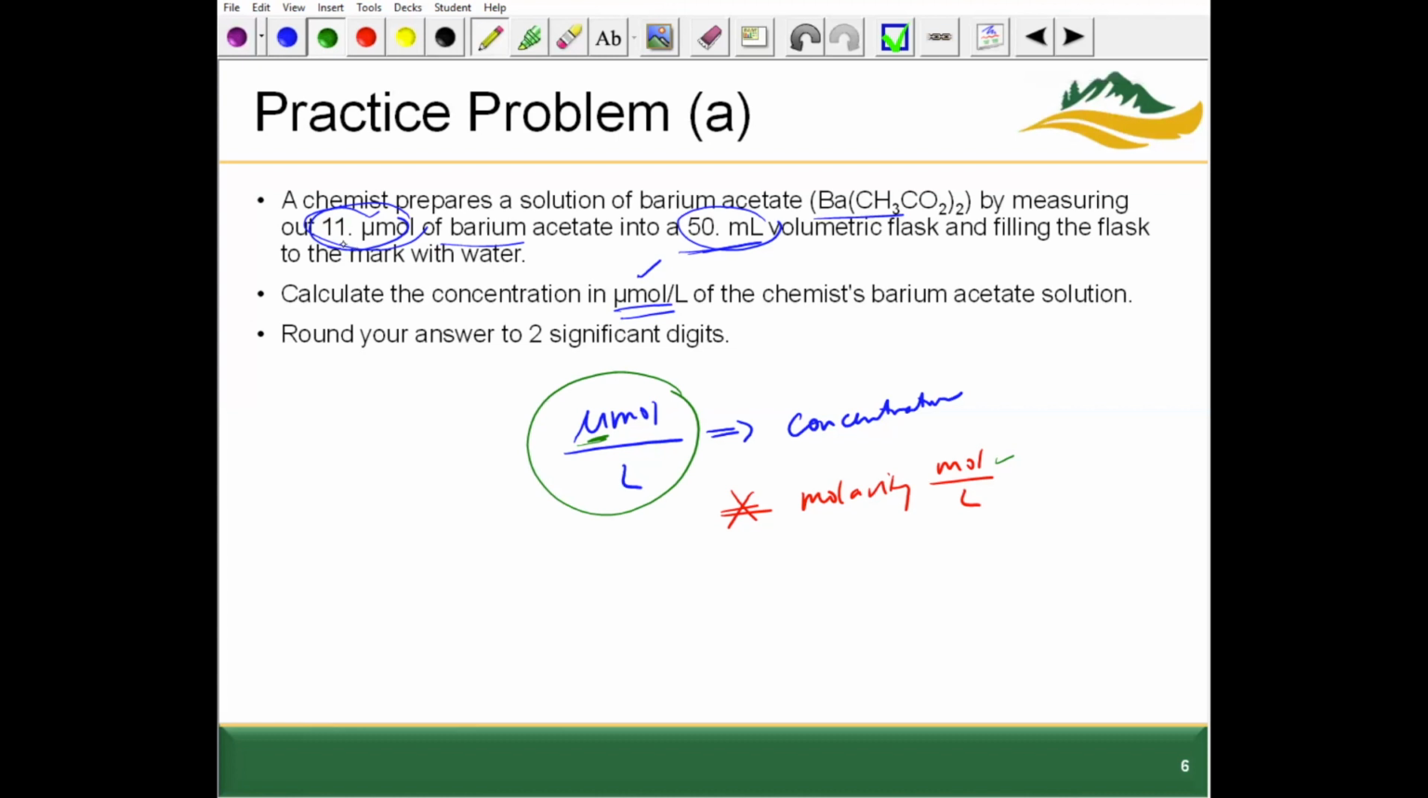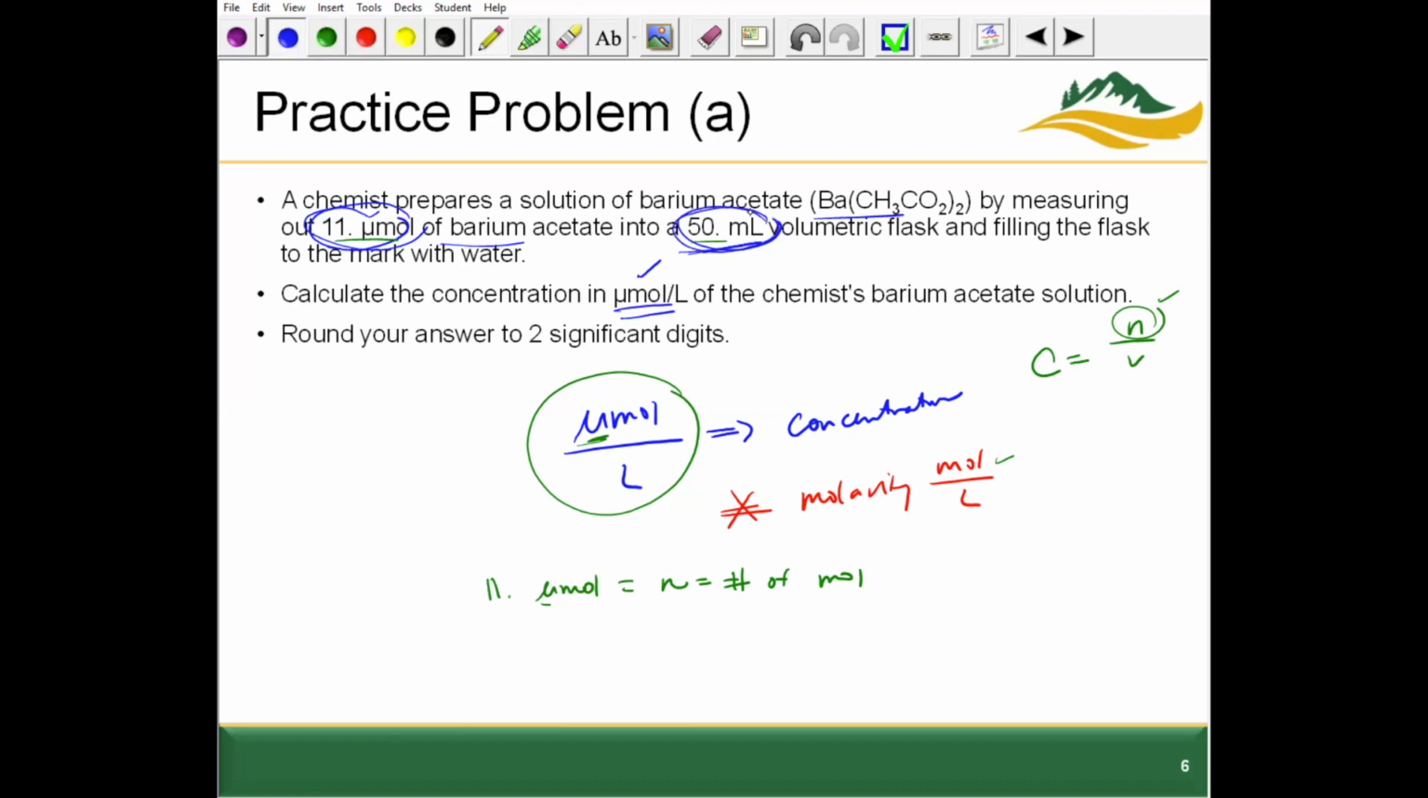Before we do that, actually, let's figure out what we have. So we have 11 micromoles. In our concentration calculation, concentration is equal to n over V. What is this 11 micromoles? Which variable is that here? So n is our number of moles. So this is n, the number of moles. Here it's in micromoles, and that's fine. We can work with micromoles.